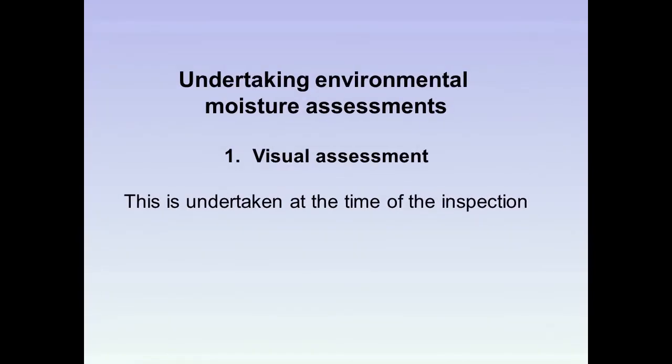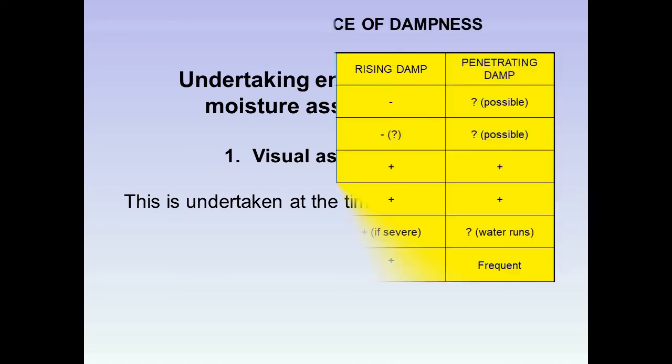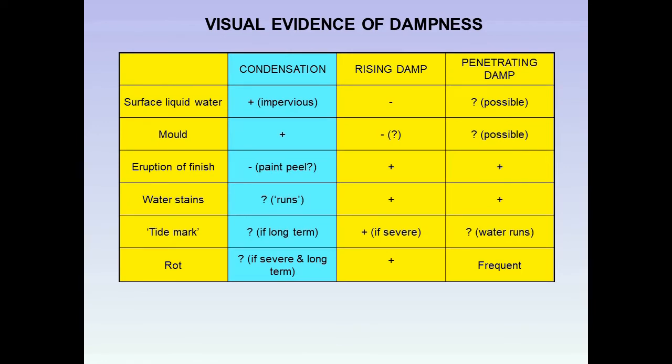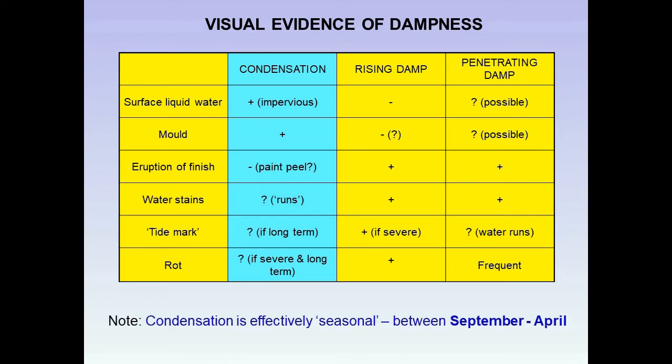Internal assessments. If we're going to undertake environmental moisture assessments, the first thing we need to do is the visual assessment. And this is of course undertaken at the time of the survey, looking for visual evidence of dampness. Well, there's a simple comparative table. I'm not going to read it, but you can read that for yourselves. It gives you all the differences between condensation, rising damp and penetrating damp. And of course, condensation is effectively seasonal, most commonly between September and April.